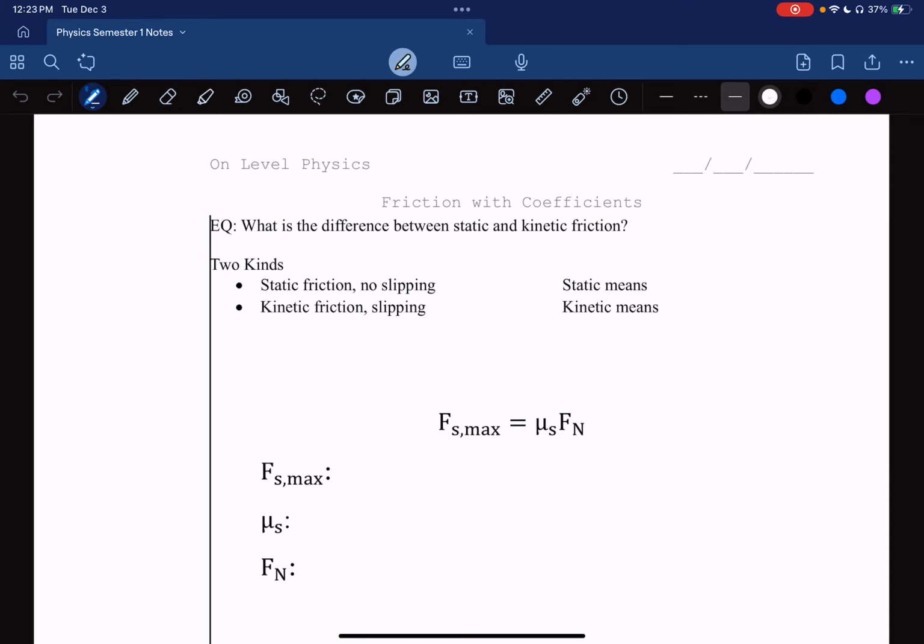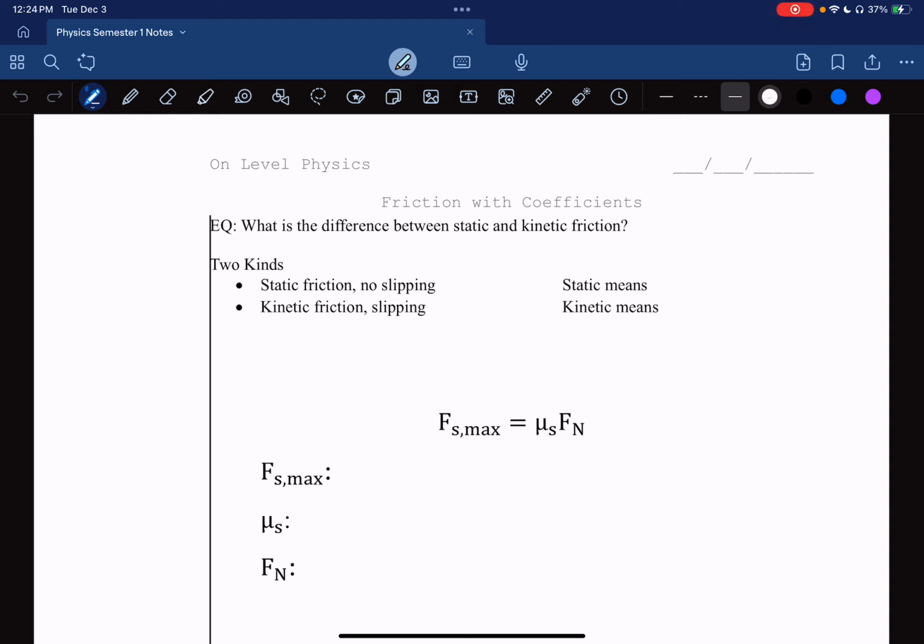Okay, this lesson is over friction, where we're actually using coefficients of friction. And if you have never seen this before, there are basically two types of friction. There's static friction, there's kinetic friction. So you'll have to make sense of that, try to think of a time where you try to move some very big, heavy object.